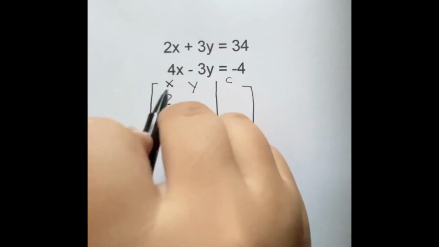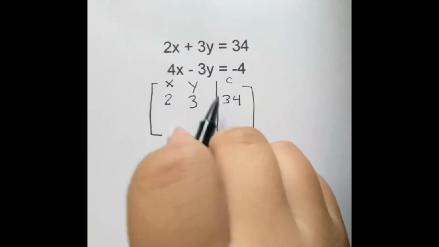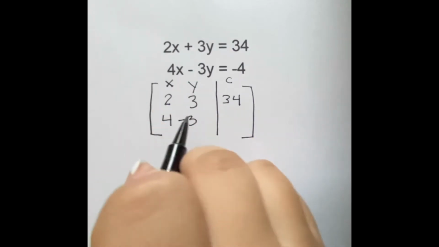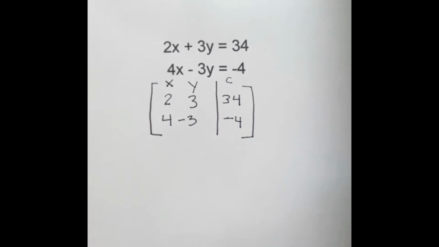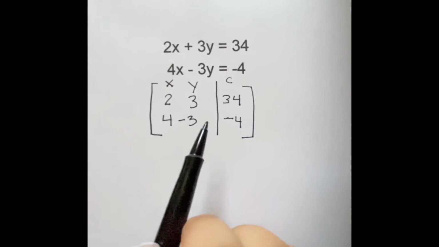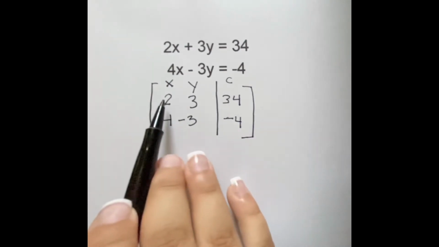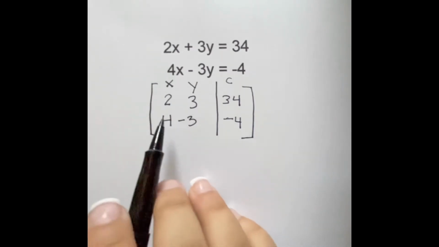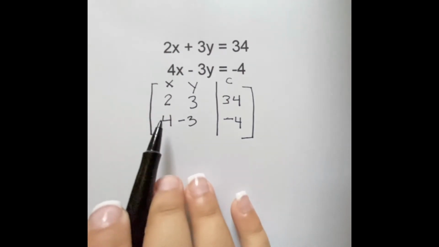So we have 2 from the 2x, 3 from the 3y, and our 34. And then we have 4 from our 4x, negative 3 from our negative 3y, and negative 4. So basically now we need to put this equation into row echelon form. If you don't know what that is, it's basically we need to make this number 1 and this number 1 and this one a 0. So in order to do that, we'll need to first make this number a 0.